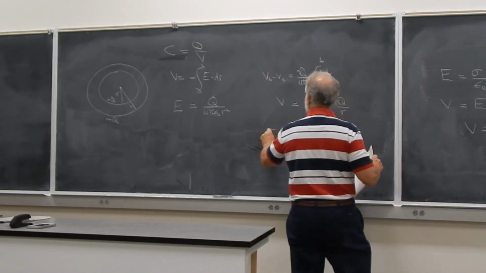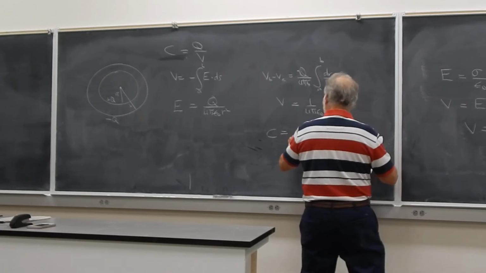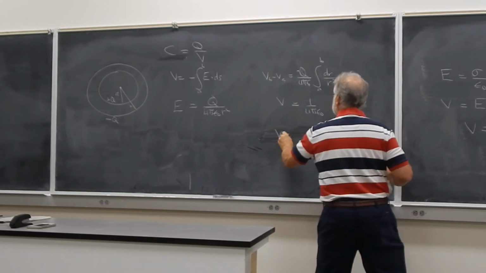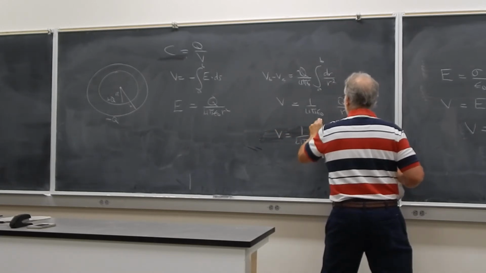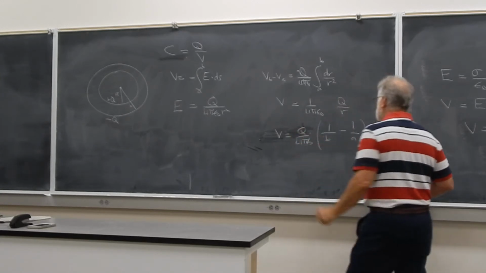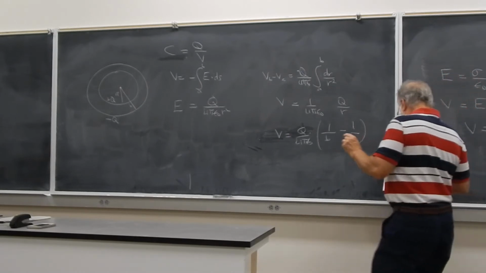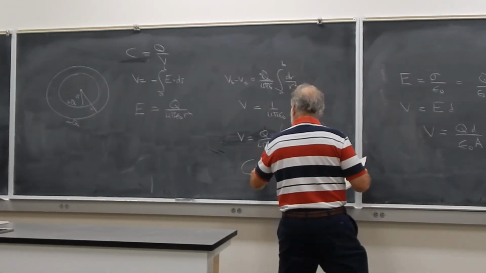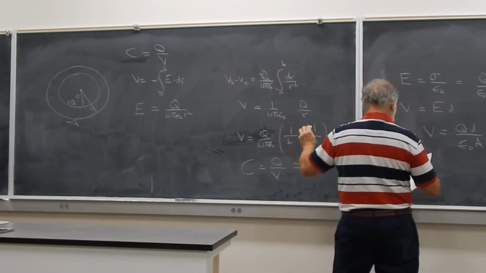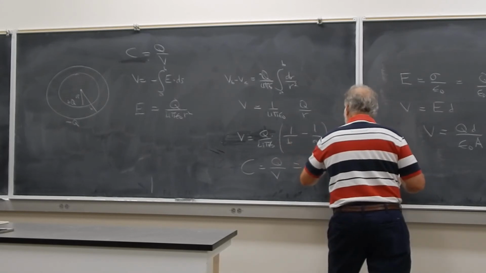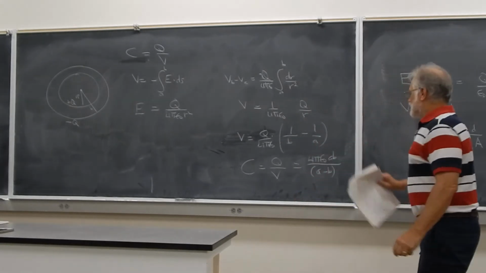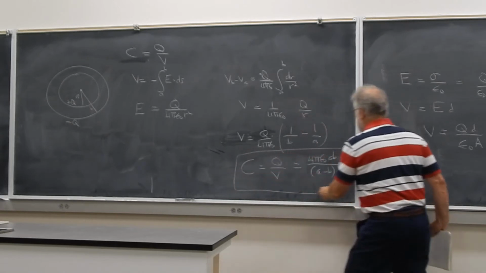So my capacitance would just be equal to 4 pi, oh, and I must put in my limits. Let's not get ahead of ourselves. V is equal to 1 over 4 pi epsilon naught, and that's going to be 1 over B minus 1 over A times Q. And I can write this then, C is equal to Q over V. I can get a common denominator. And notice the Q's cancel, and I end up with 4 pi epsilon naught times AB over A minus B. So this would be the capacitance for a spherical capacitor.